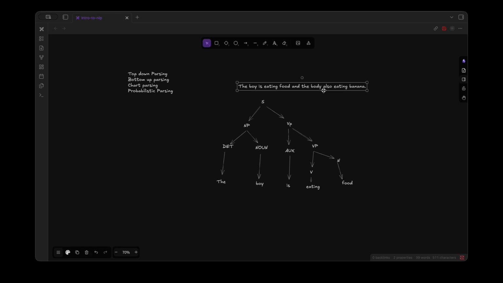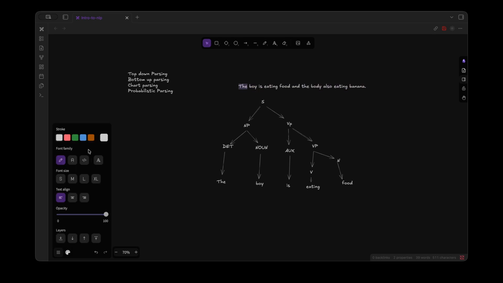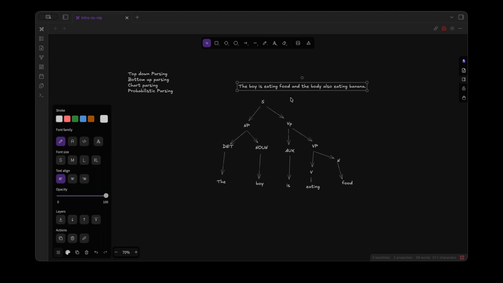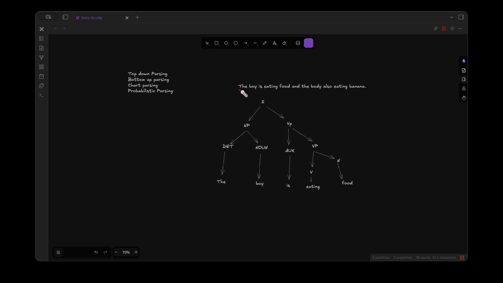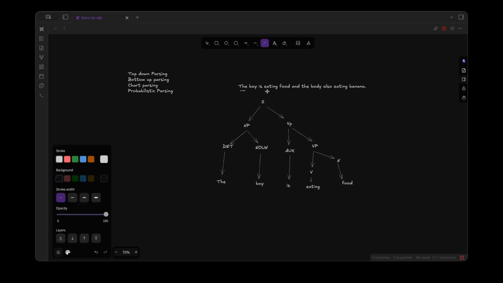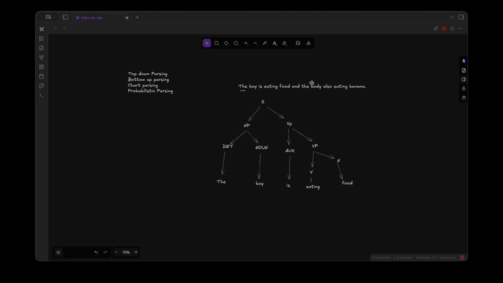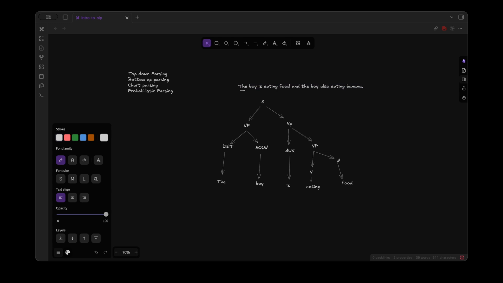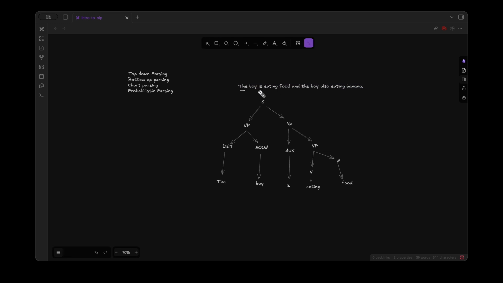So what are the duplicates here? Can I identify them? Okay, "the" is a duplicate one. No, it should be "the boy", not just "the". So "the boy" is a duplicate one. Okay, "eating" is a duplicate. Yeah, three things are duplicates right here.